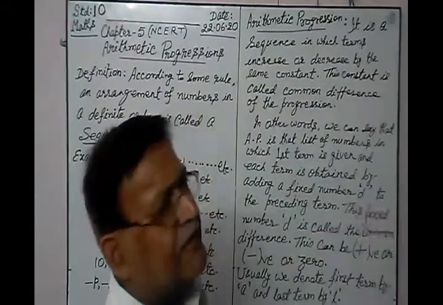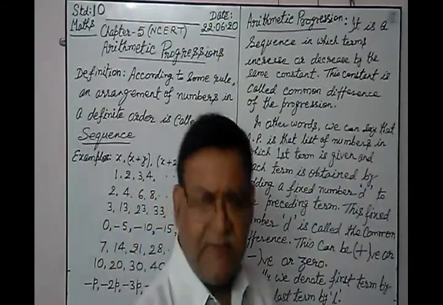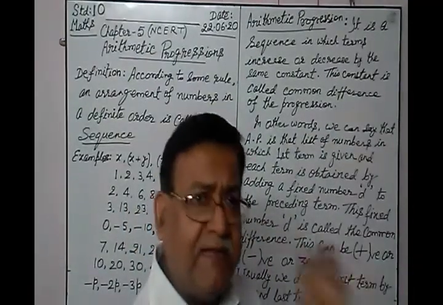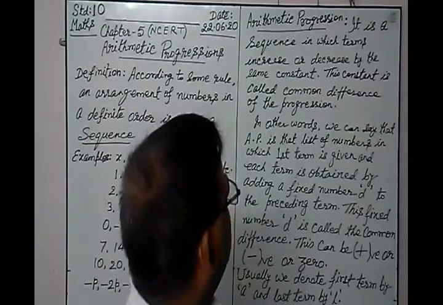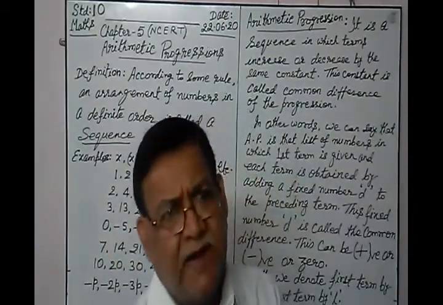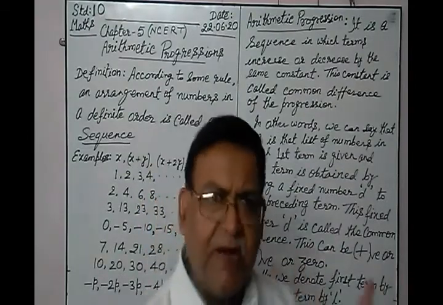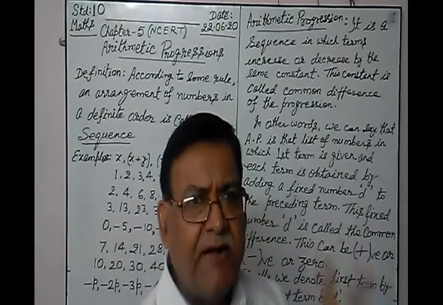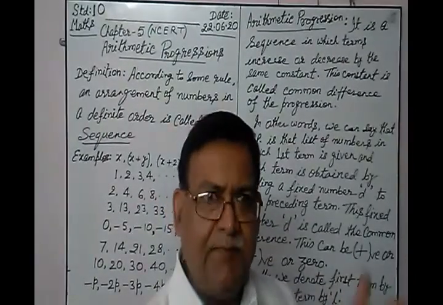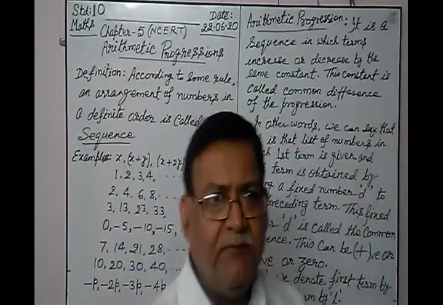This constant is called the common difference. There will be some constant number, and every term will either increase or decrease by that very constant number. And this constant, always remember this term, that constant value between the two terms is called the common difference, and you can obtain it by subtracting the previous term from the following term.